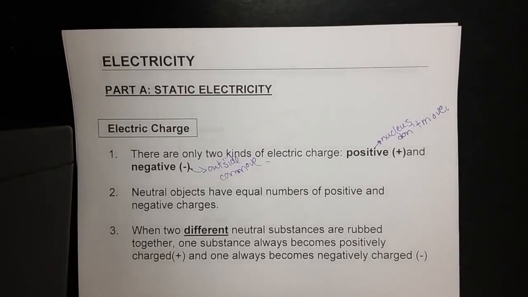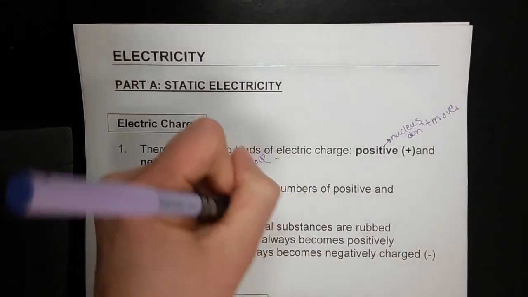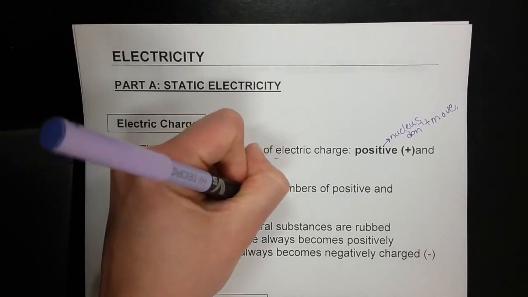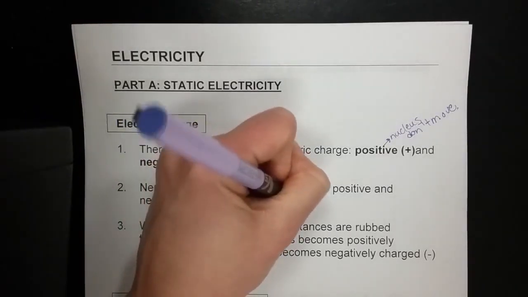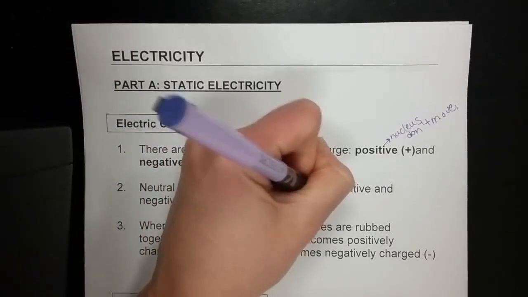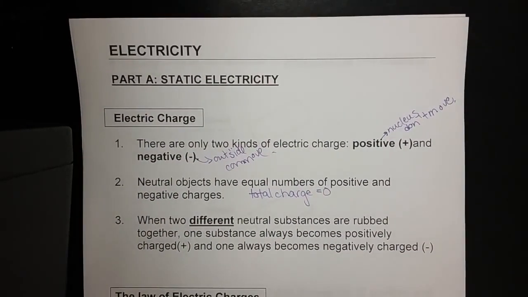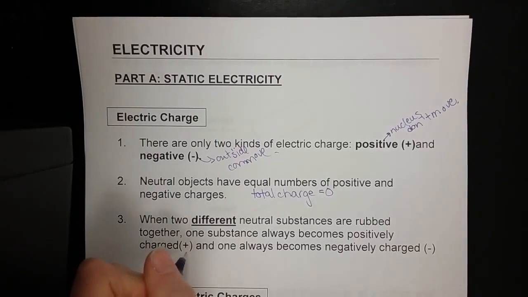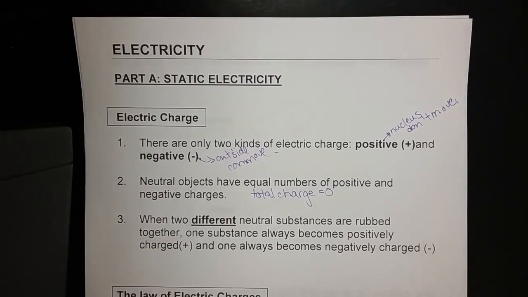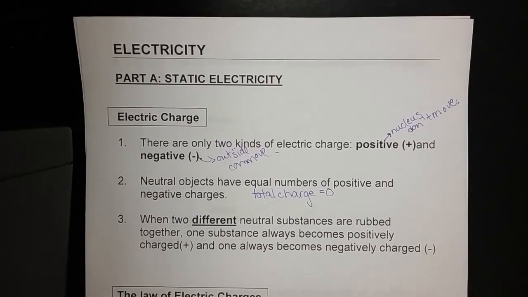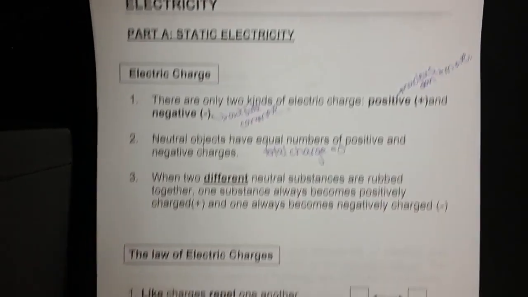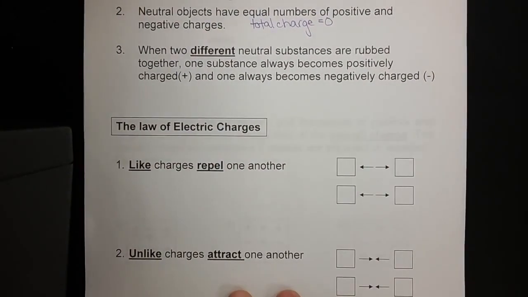Neutral objects have an equal number of positive and negative charges. So that means that their total charge equals 0. All right. And when two different neutral substances are rubbed together, one is always going to become positively charged, so it will have more positives than negatives, and one will become negatively charged, it will have more negatives than positives in it. So there's 3 laws to electric charges that we're going to follow.